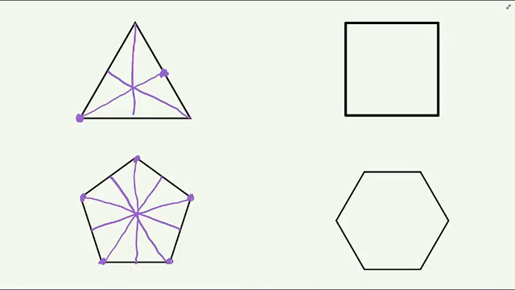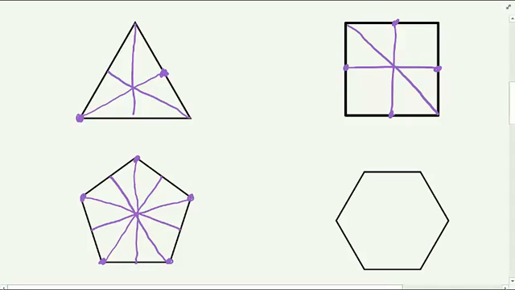However, when we try to connect the vertices of a square to the opposite side, we don't get lines of symmetry. Instead, we need to connect the midpoints of opposite sides. Additionally, the diagonals are lines of symmetry. These 2 types of lines of symmetry can also be found in hexagons. We can connect the midpoints of opposite sides and draw the diagonals.